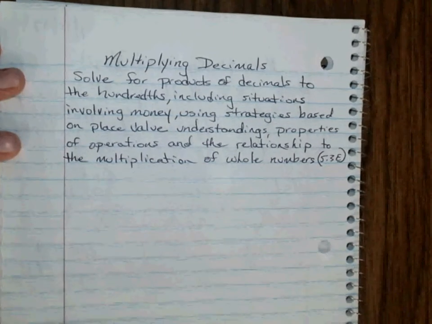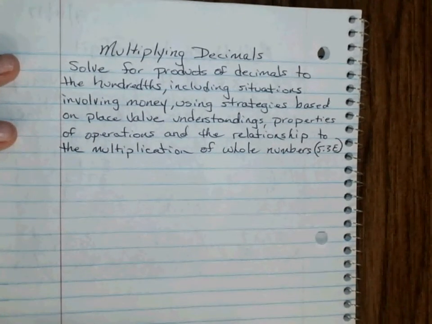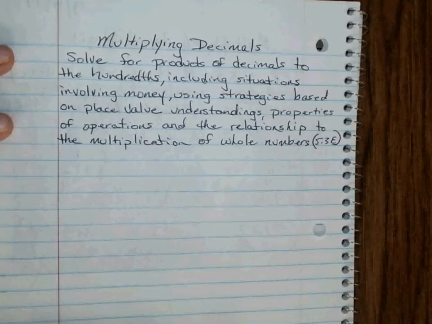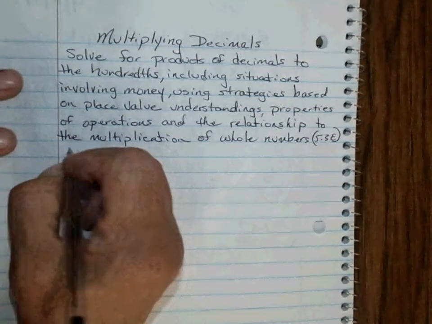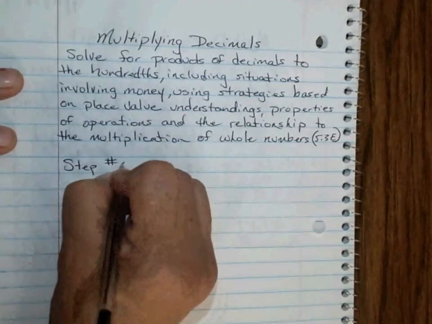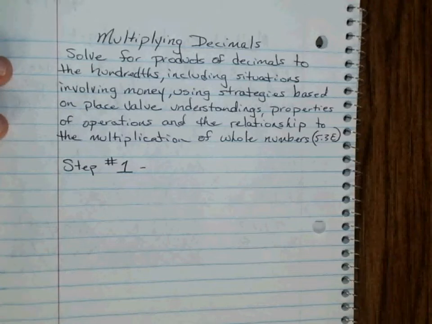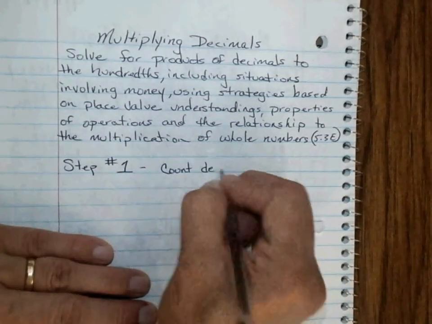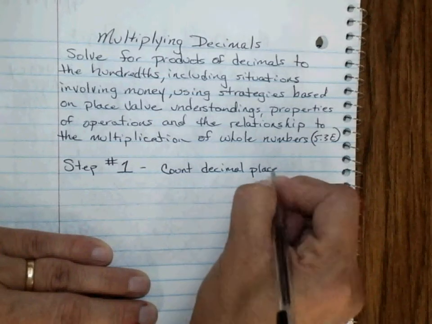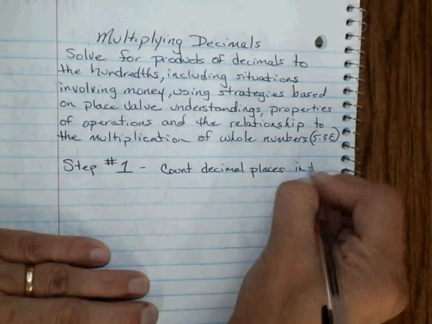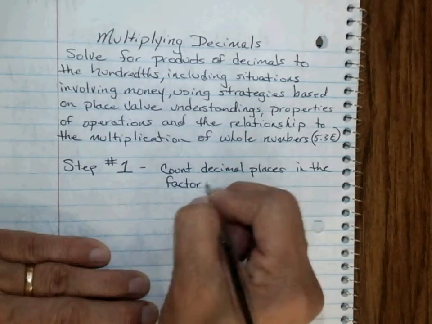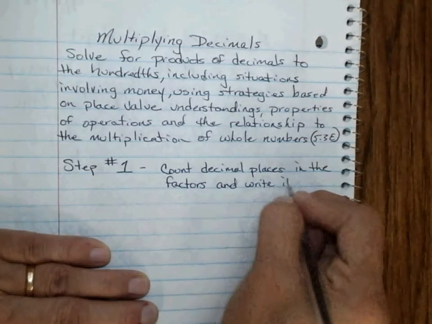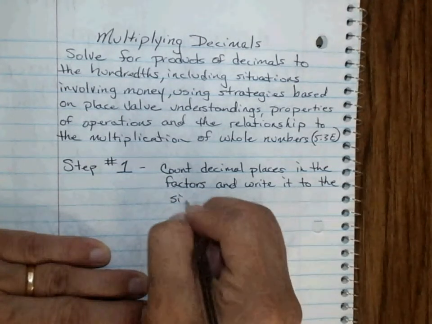Okay, now multiplying decimals is the exact same thing as regular multiplying of whole numbers. We just got to figure out what to do with that decimal point. Okay, so I'm going to give you step-by-step instructions and how to keep track of that decimal point. All right? So, step number 1. Count decimal places in the factors and write it to the side. Okay?